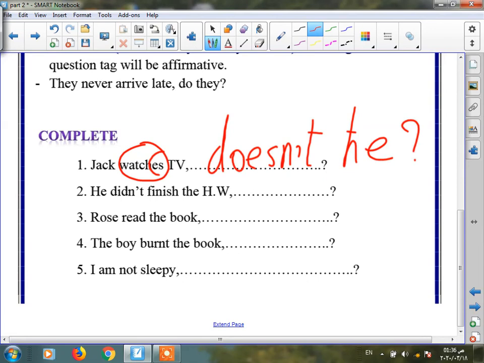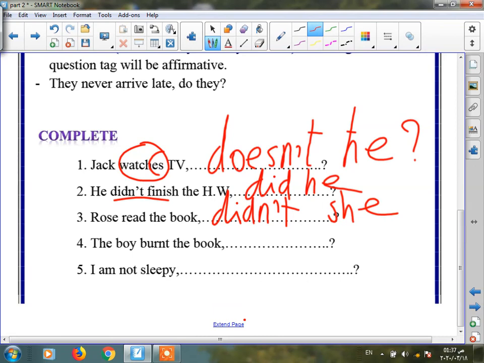Sentence 2, we have he didn't finish the homework. Your verb is didn't finish. And here it's negative, I change it into positive one, so didn't will be did he. Rose read the book. That was the same example as I did before. If we look at read, it doesn't have S, so it's a past, so we should change it into negative form. So didn't, and Rose is a girl, so I change it into she.